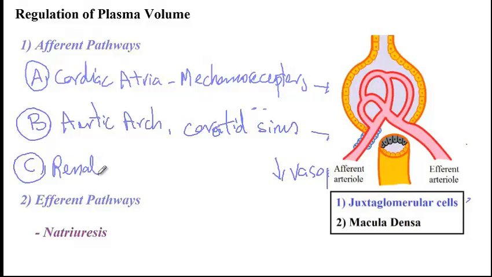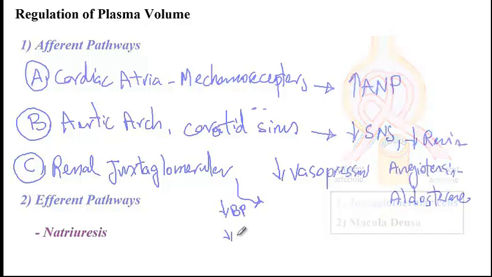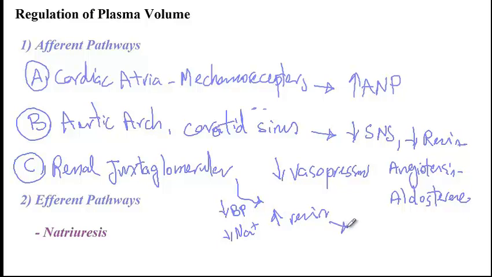So renal juxtaglomerular apparatus, which detects a decrease in blood pressure or a decrease in sodium concentration, as a consequence of which, so once there is a decrease in blood pressure or decrease in sodium, it will induce secretion of renin, as a consequence of which it will activate the angiotensin aldosterone system.